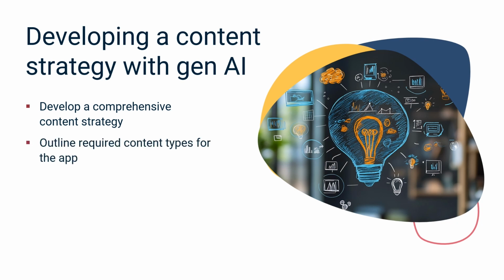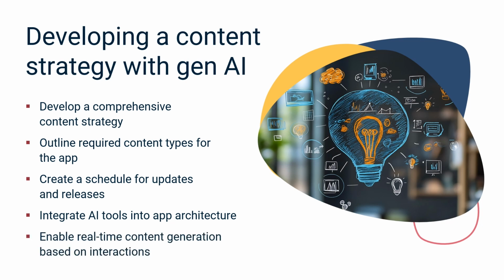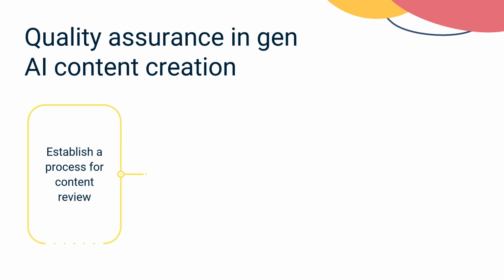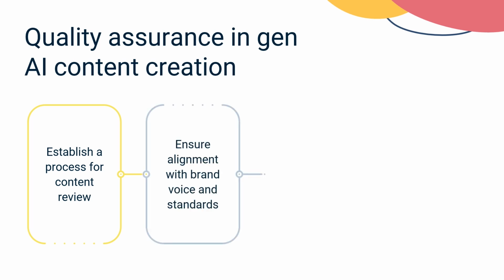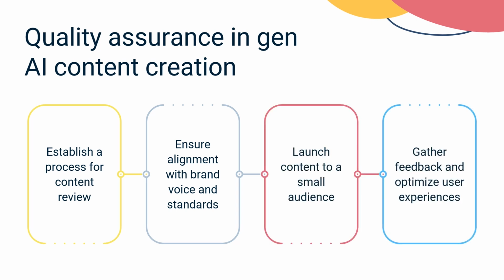After selecting tools, develop a comprehensive content strategy. Outline the types of content your app requires and create a schedule for updates and new releases. Integration is the next step. By embedding generative AI tools into your app architecture, you can enable real-time content generation that responds to user interactions dynamically. Quality assurance is another critical aspect. Establish a process for reviewing AI-generated content to ensure it aligns with your brand voice and meets quality standards. Once validated, launch the content to a small audience, gather feedback, and iterate to optimize user experiences.